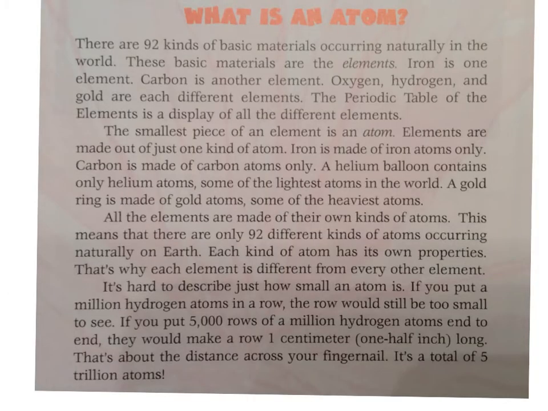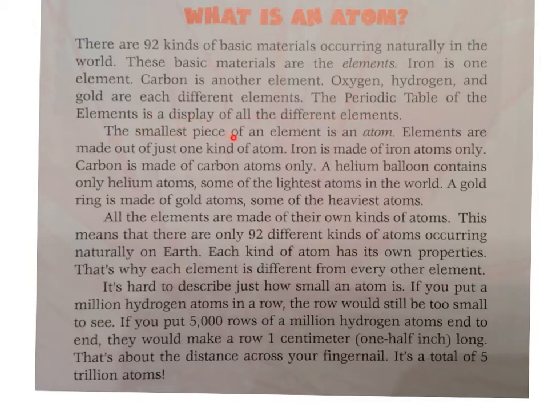What is an atom? There are 92 kinds of basic materials occurring naturally in the world. These basic materials are the elements. Iron is one element. Carbon is another element. Oxygen, hydrogen, and gold are each different elements. The periodic table of the elements is a display of all the different elements.